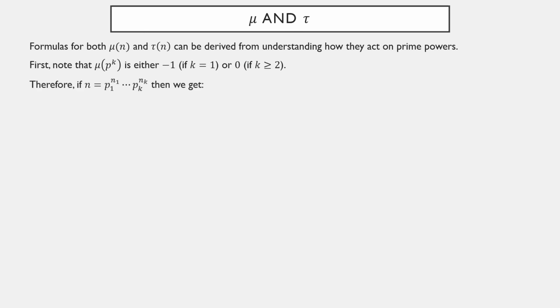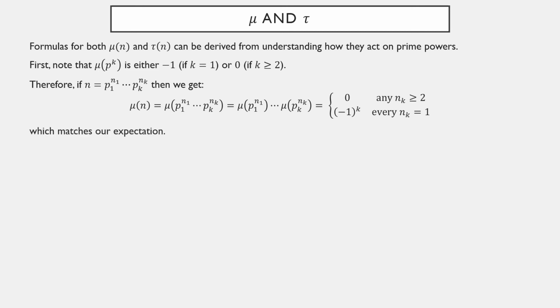So if n is written as a product of prime powers, since mu is multiplicative, we can write mu of n in terms of mu of each of its prime powers. If any one of those powers is 2 or larger, then one of these terms would be 0, and therefore mu would be 0. If, however, every power is equal to 1, then I just have mu of a product of a bunch of primes, and I know how to compute that. It's -1 to the number of primes in the list, which was k. And that's exactly what we expect, because that's how we were already computing mu to begin with.